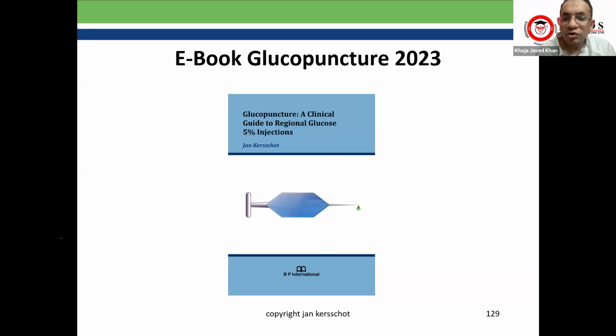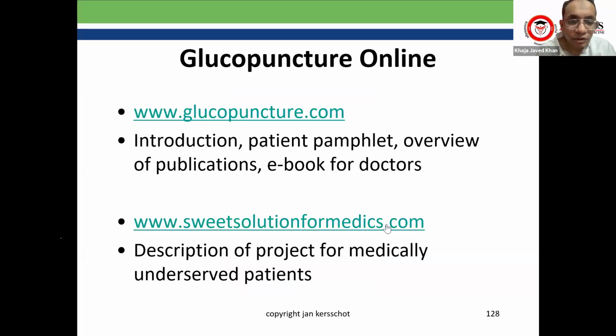What is the website again, sir? Could you show the name of the website again for the participants? Here it is: Sweet Solution for Medics. Okay, I hope all of you are taking screenshots of this. I myself am. So Sweet Solution for Medics is one of the websites you can go to. As sir told, it's totally free. Yes, a totally free website, and if you want to get started, this is perfect.